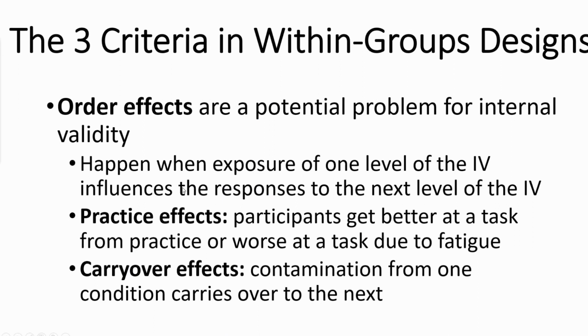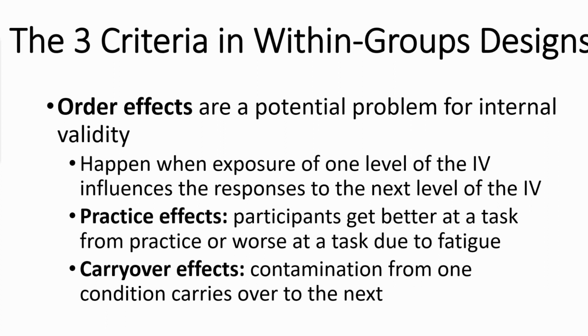So next, we want to start talking about our three criteria for causality, specifically as they apply to our within group designs. We've already kind of talked about them in terms of our independent group designs, but now we're going to focus on the aspects that are specific to within group designs that can potentially mess with especially our internal validity.